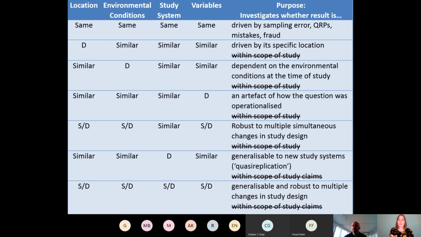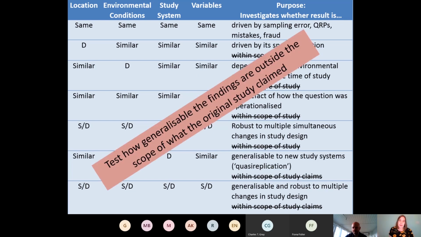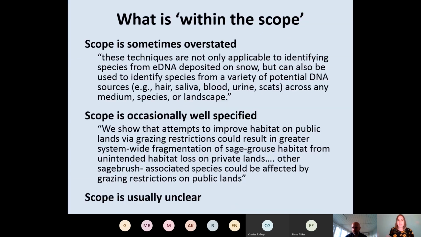just a small difference in the way that author decided to express what the scope of their study is in the instant that they were writing it up, or possibly what some reviewer suggested at the last minute after 5 rounds of revisions. Because these tests that are outside the scope are more about how generalizable the findings are outside the scope of what the original study claimed. But the problem here is what's within the scope.